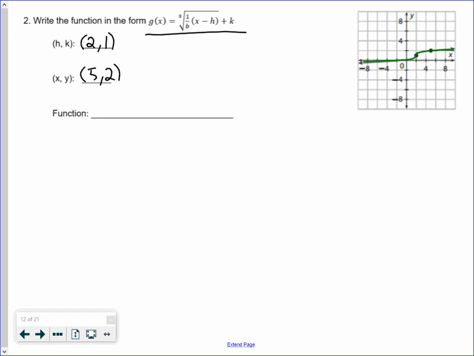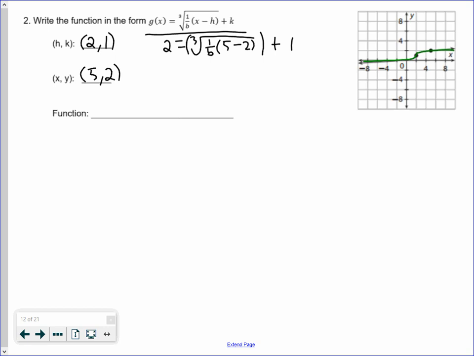So we're going to plug everything into the equation, and we're going to solve for our missing parameter of b. So our g of x, or our y, is 2. That will equal the cube root of 1 over b, that's what we're solving for, times our x of 5 minus our h of 2. All of that plus our k value of 1. Remember, the k is outside of the cube root. It's not going to be underneath the cube root.